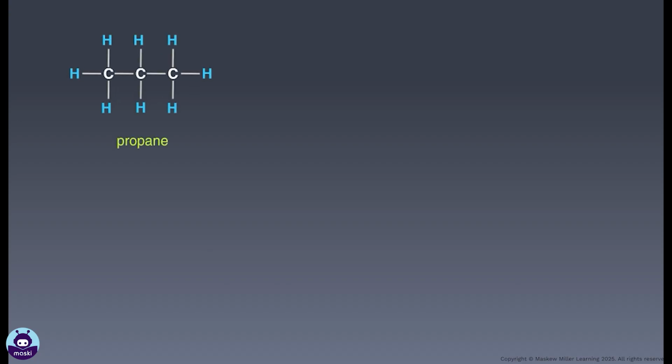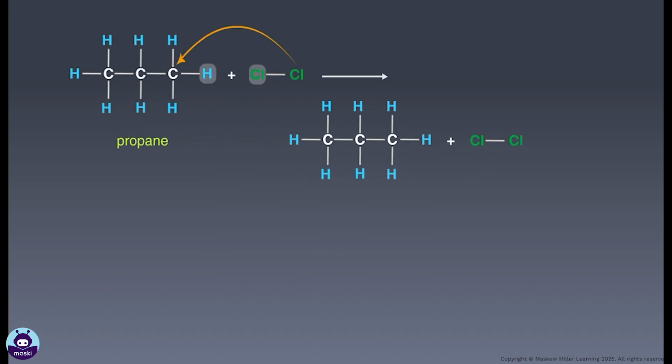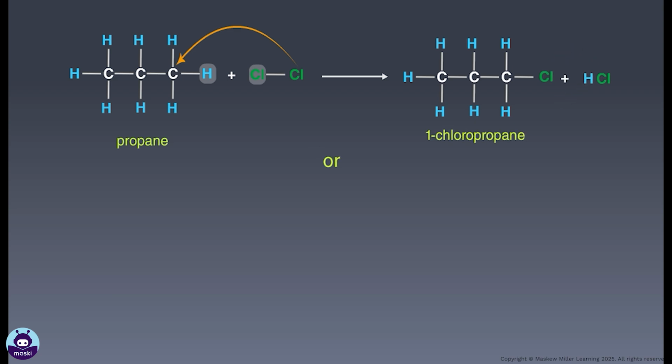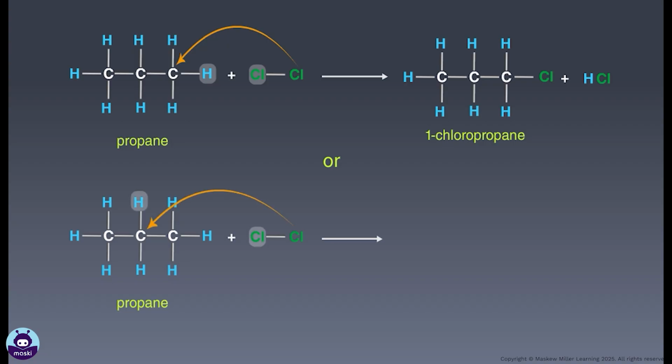If an alkane with more carbon atoms is chosen, there are two possibilities. In propane, a hydrogen atom bonded to a carbon atom at the end of the chain can be substituted. Alternatively, a hydrogen atom bonded to the central carbon can be substituted. Hence, different products are obtained.